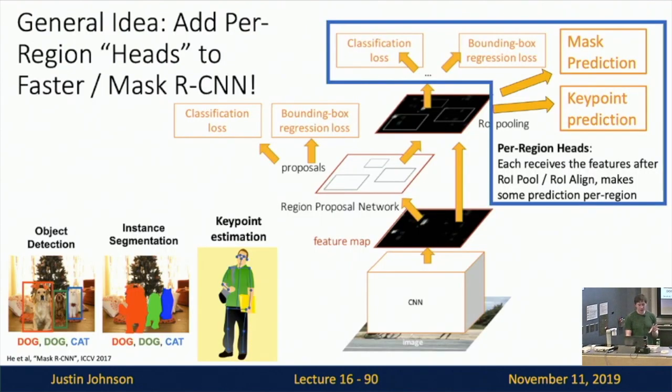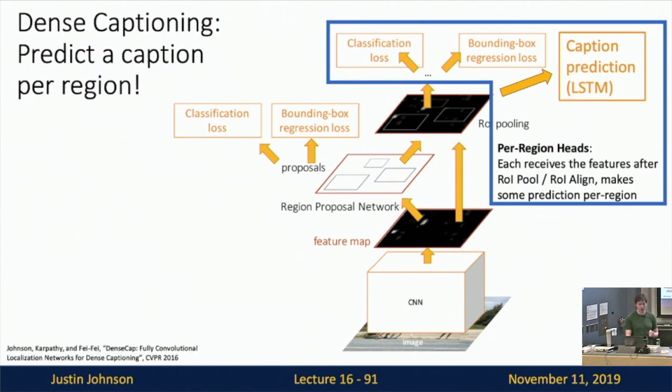So this is a general idea: anytime you want a computer vision task where you want to make novel types of predictions for different regions in the input image, you can frame it as an object detection task where you attach an additional head onto an object detector that makes additional new types of outputs per region in the input image.